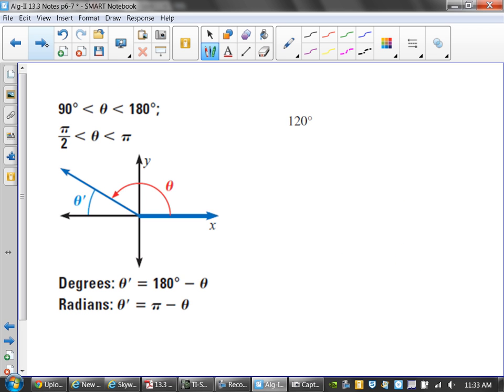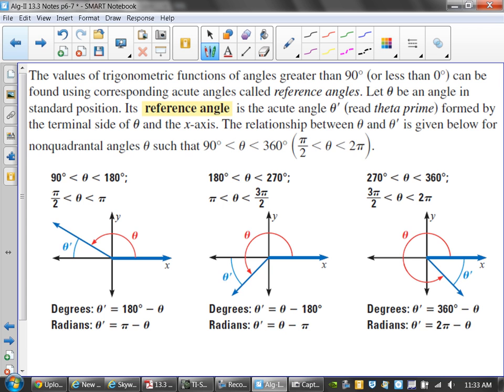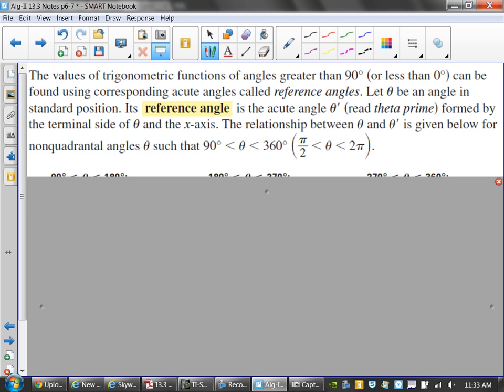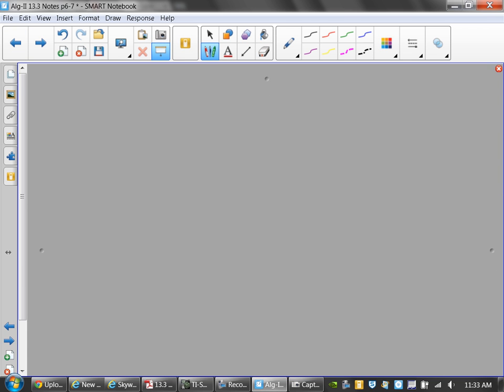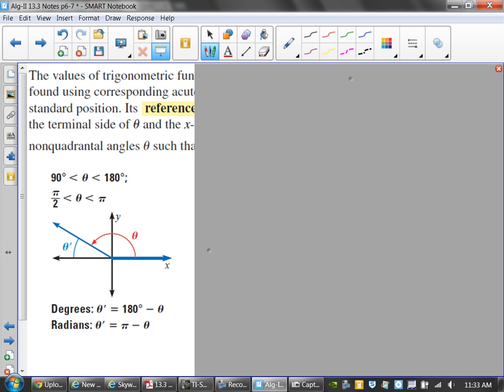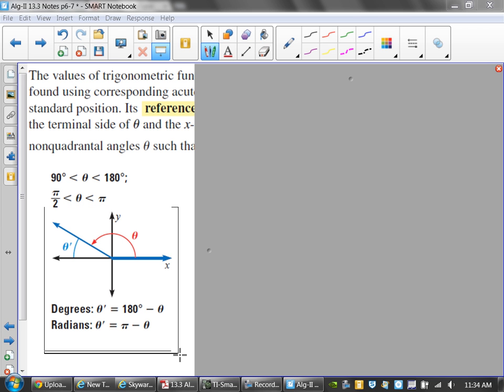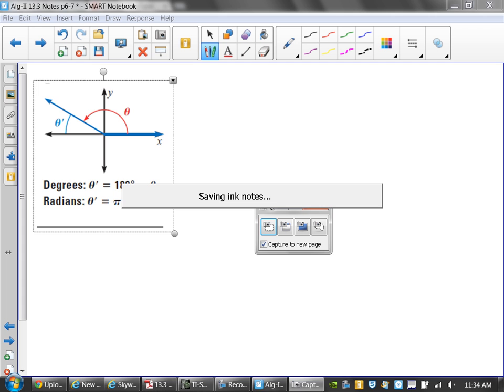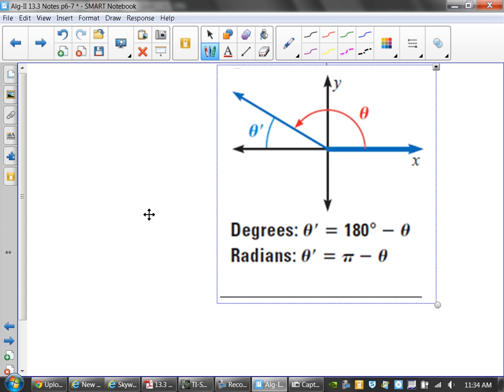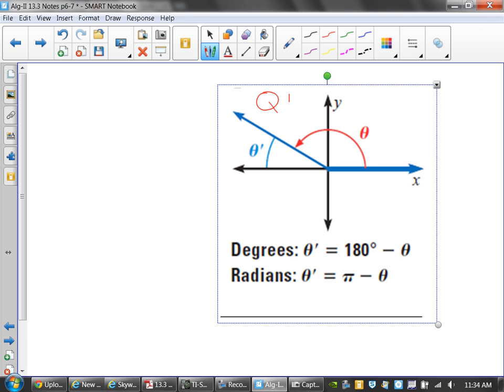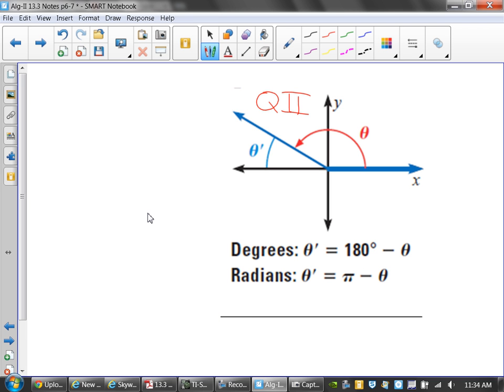Again, our reference angle is going to go through the following. What we need to look at here is nothing more than this. When I'm looking at a reference angle for an angle that is in the second quadrant, give me an angle in degrees that's in the second quadrant. 130.